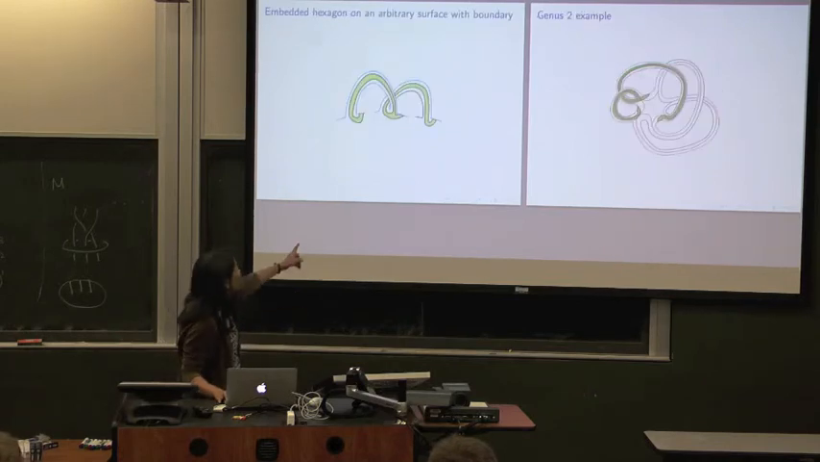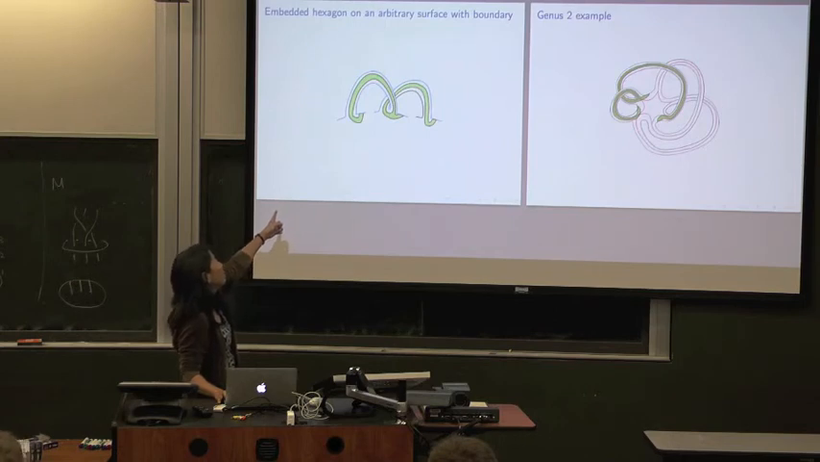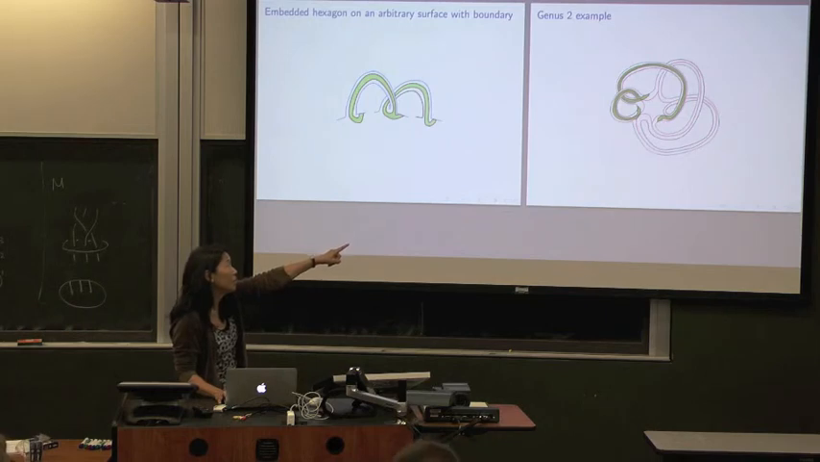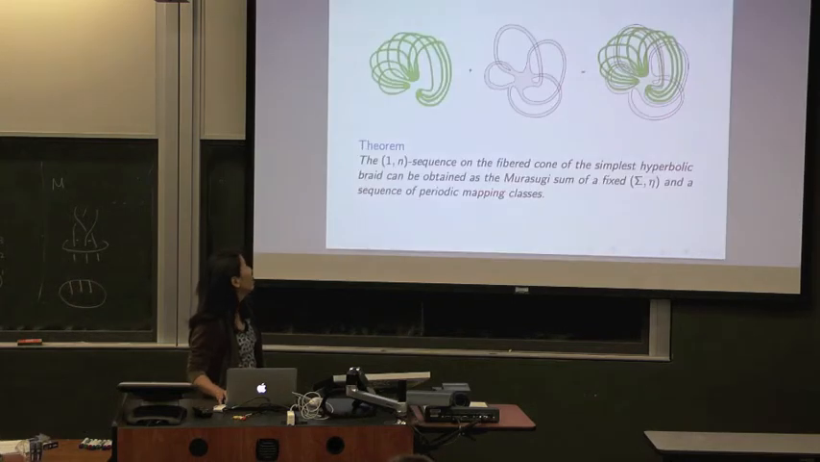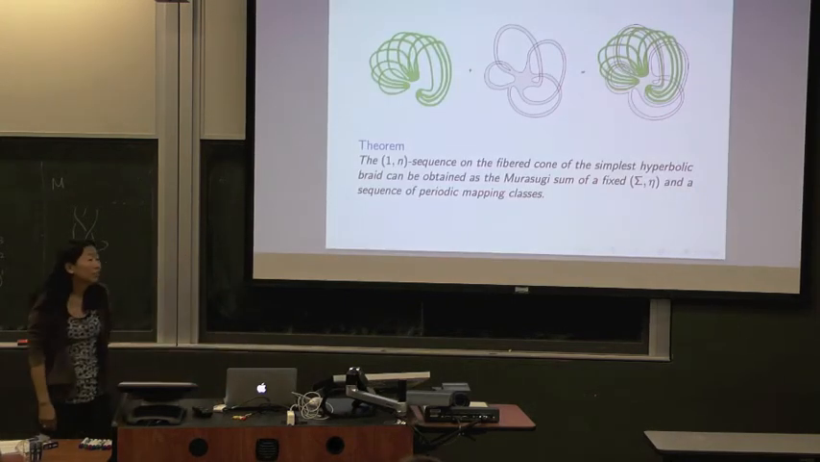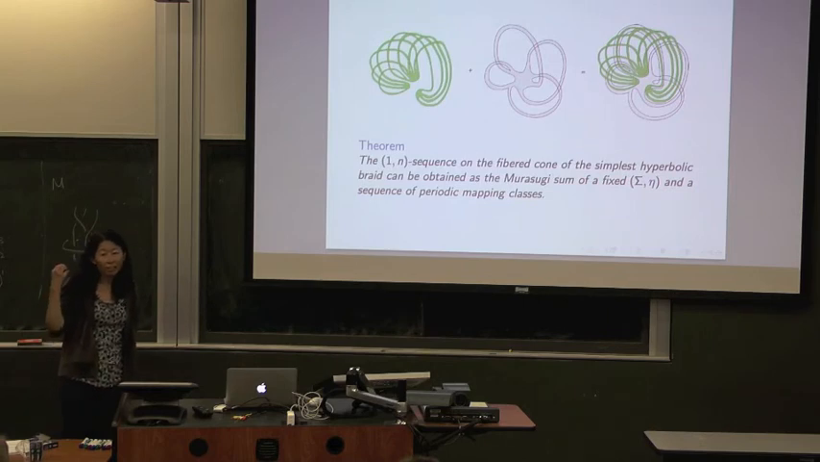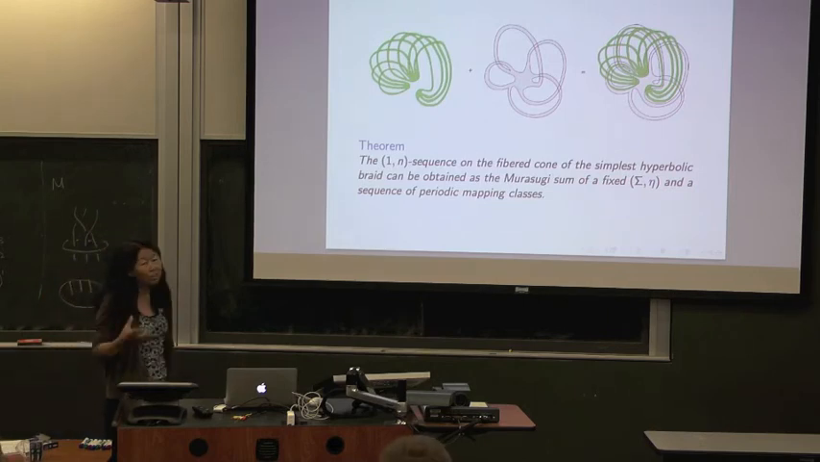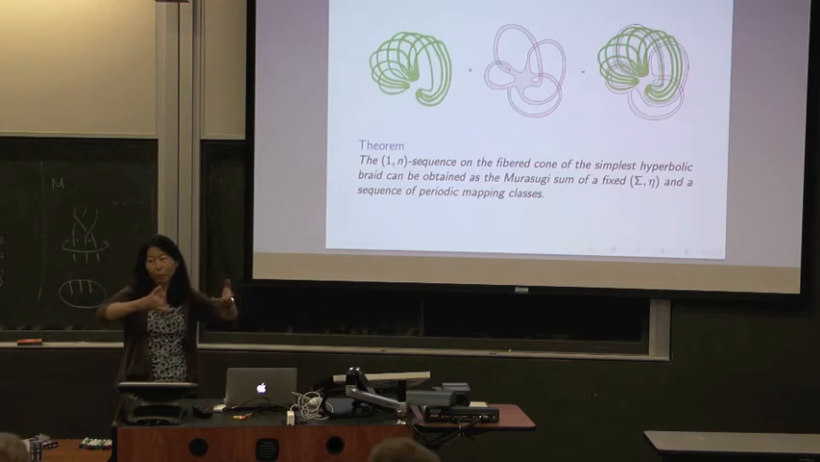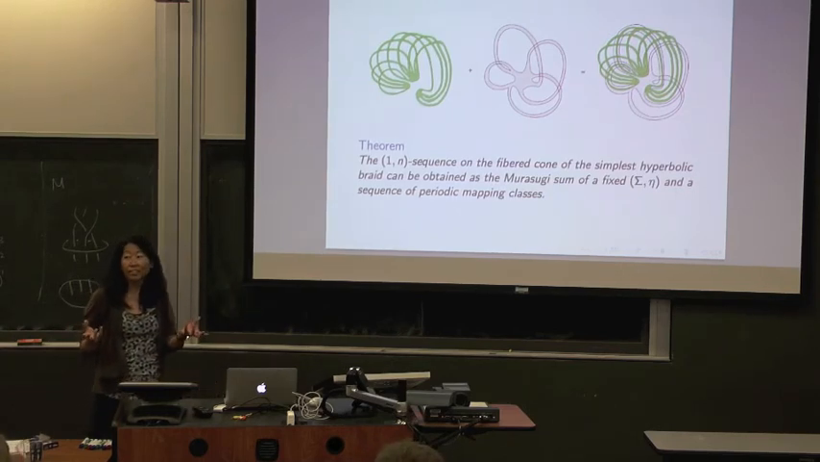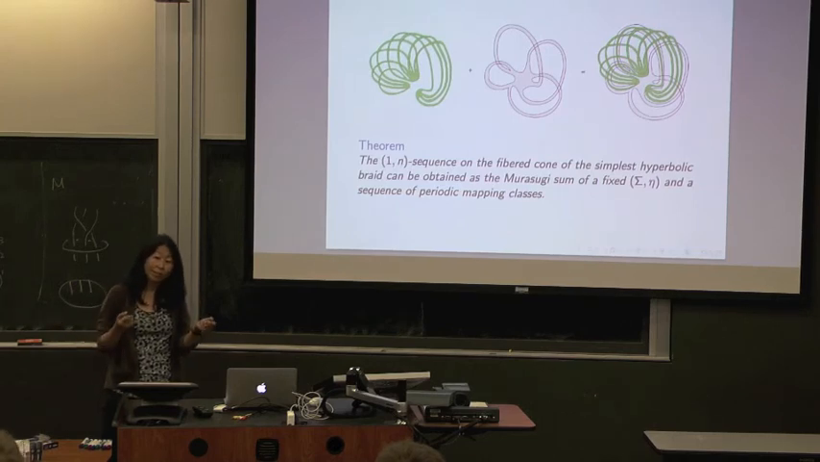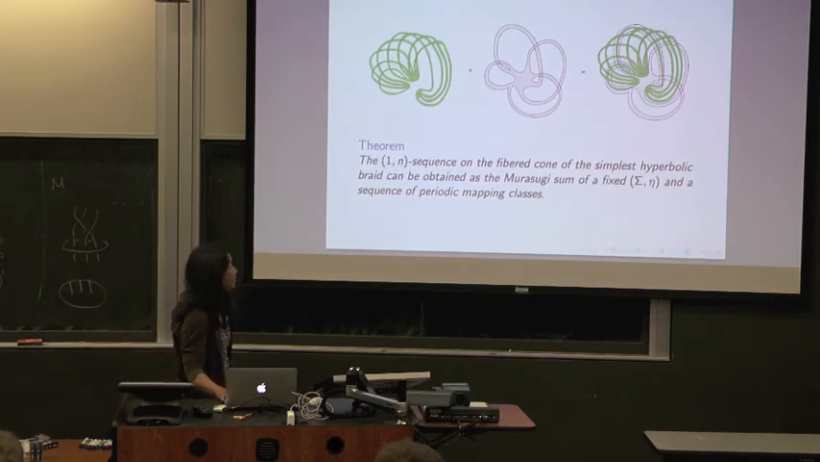So here's an example of a hexagon on a surface. And there's the genus 2 example, if you remember from the train track thing, looked like that. So that more complicated train track is really just a Murasugi sum of the genus 2 case with the barrel. So actually that one-n sequence, that's all it is. It's just a barrel connected to the genus 2 example. I think that's it.